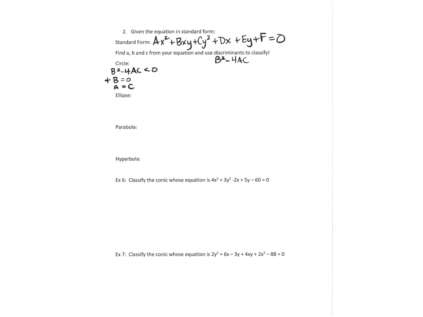Think about that. If the number in front of the x squared and the number in front of the y squared is the same number, it's a circle. Get it? Now, if it's an ellipse, since a circle is a special type of ellipse, b squared minus 4ac is still going to be less than 0. But this time, what do we know? A doesn't equal c. Okay?